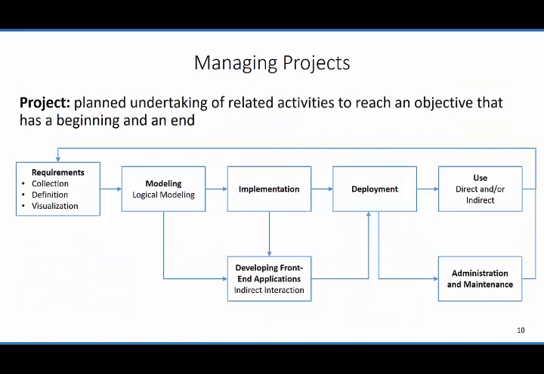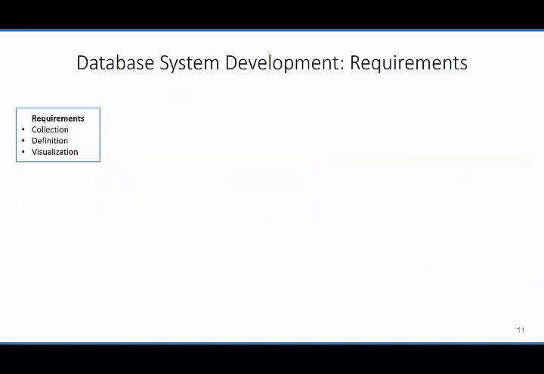So now we're going to move into the database development process. This is the overview of the process, and then we'll talk about each aspect specifically. So a project is a planned undertaking of related events to reach an objective that has a beginning and an end. So we're going to walk through each one of these phases in order to determine how to develop a database. So to begin, let's talk about the requirements phase.